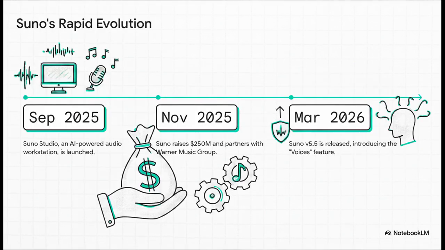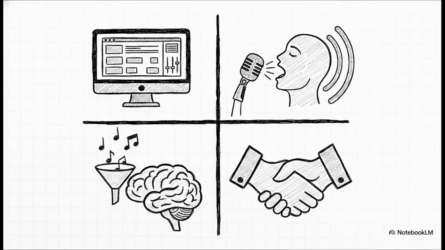And honestly, the pace of development here is just staggering. I mean, they recently launched Suno Studio, which is basically an in-app workstation. They announced a massive $250 million funding round and a huge partnership with Warner Music. Then, just a few months after that, they rolled out a new version with one of the most requested features they've ever had. So, these are the big things pushing Suno into the future.